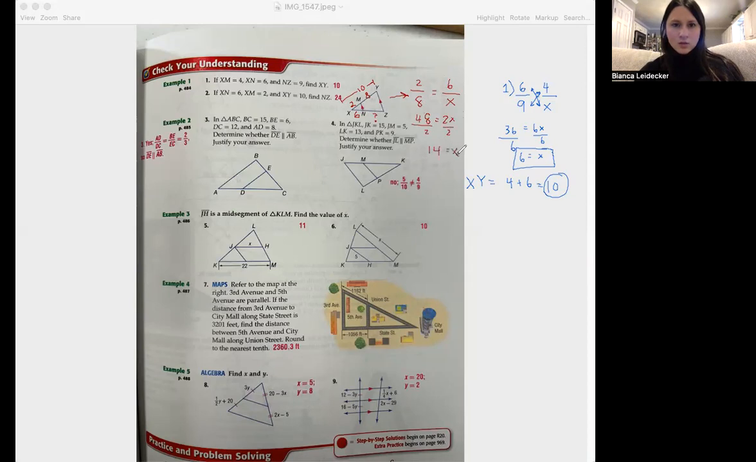So x equals 24. Sorry, 48 divided by 2 is 24. So NZ equals 24. And I know this is the teacher's manual, so you can already see the answers on there, but at least I'm working it out to show you how it's done. So that's number 2.